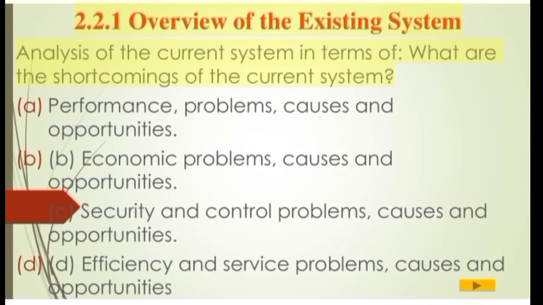2.2.1 Overview of the existing system. Analysis of the current system in terms of what the shortcomings of the current system are. A. Performance, problems, causes and opportunities. B. Economic problems, causes and opportunities. C. Security and control problems, causes and opportunities. D. Efficiency and service problems, causes and opportunities.